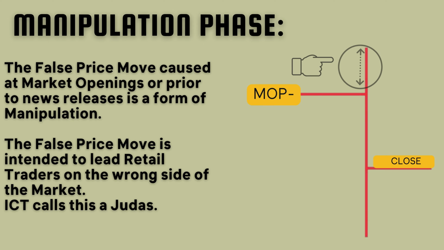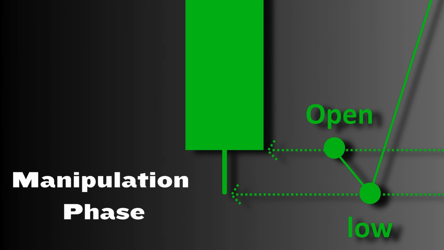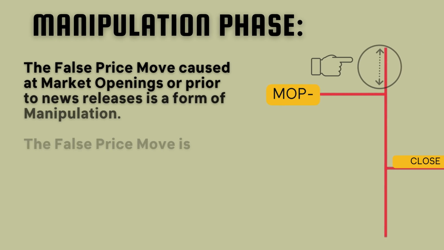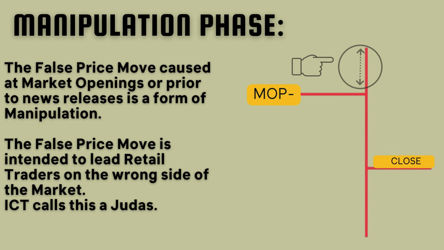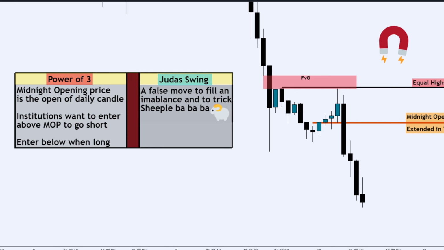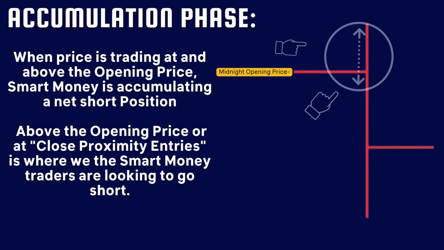First off, I believe manipulation phase occurs first. This is what pushes price below the midnight opening. And this is also known as a Judas swing, a false move. It is straight up just market manipulation. As you'll see once you start studying the setup, it is clear that the algorithm flips on, pushes price below the midnight opening.